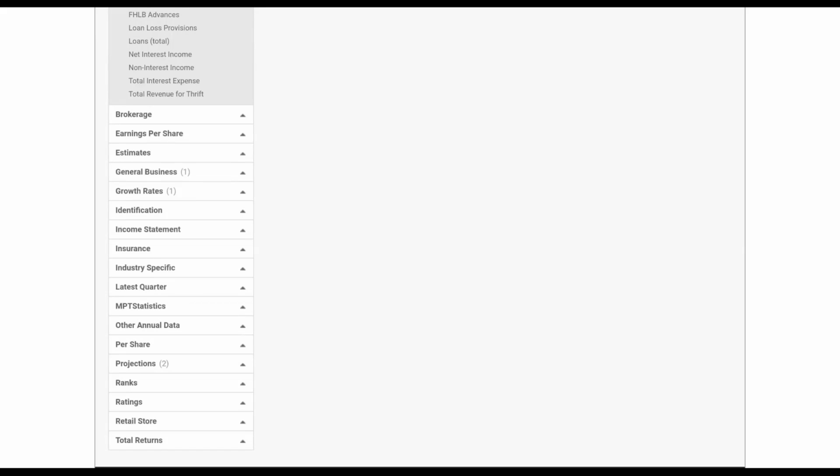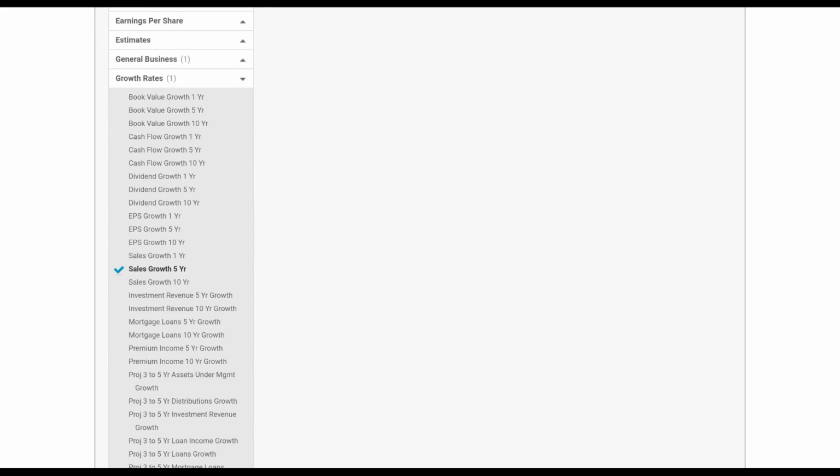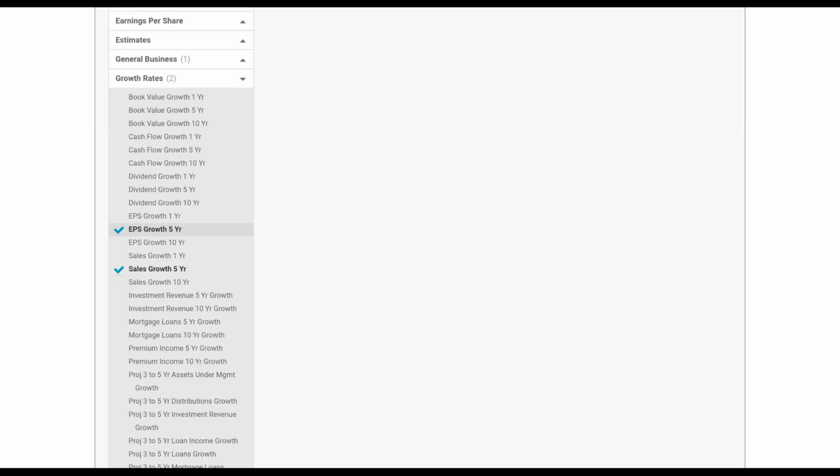And under growth rates, we're going to take a look, and I want to see a dividend growth rate because we like dividends that grow. And so you can select 1, 5, or 10. I'm going to go 5. So I want to see some track record, but I don't want somebody who did really good a while ago, not really present.